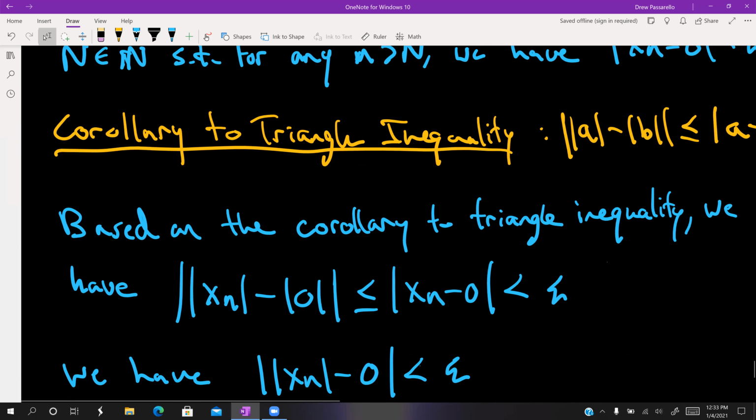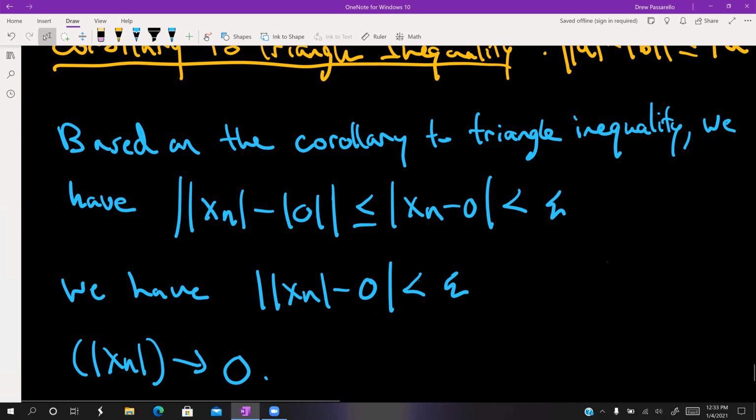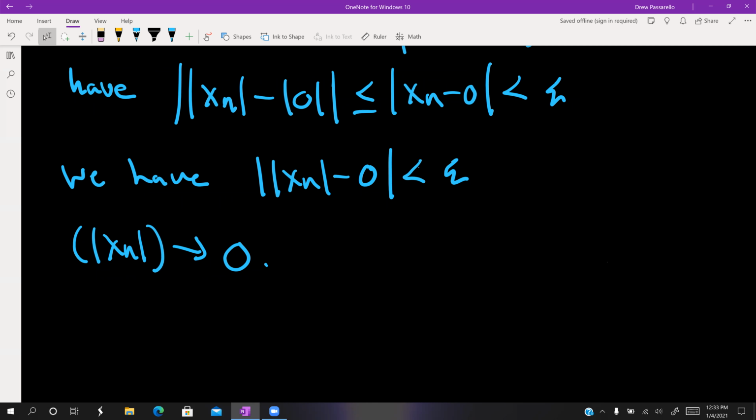So then by the corollary to the triangle inequality, we have the absolute value of xn minus the absolute value of 0, which is the same thing as the absolute value of xn minus 0, is less than or equal to the absolute value of xn minus 0 that we already know is less than epsilon for that capital N. So we just use the same thing and apply the corollary. All right, so that is the proof for that part. Now we're going to do the proof in the other direction.